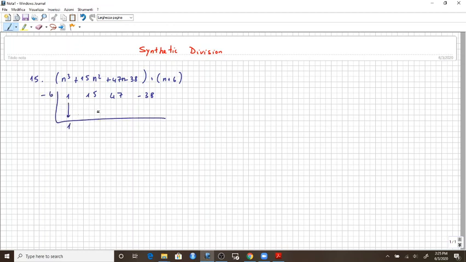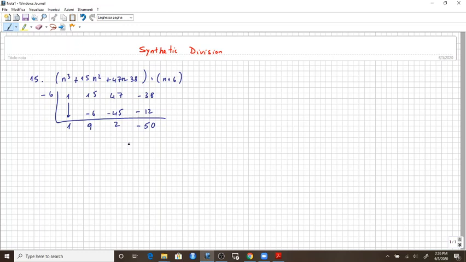Bring down the first number, 1 times negative 6, negative 6. 15 minus 6, 9. 9 times negative 6, negative 45. Difference is 2. 2 times negative 6 is negative 12. So it looks like we get a remainder which is different than 0 in this case. Negative 38 minus 12 will be negative 50. Okay?